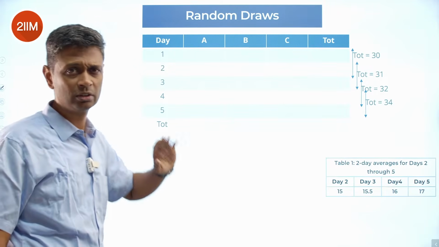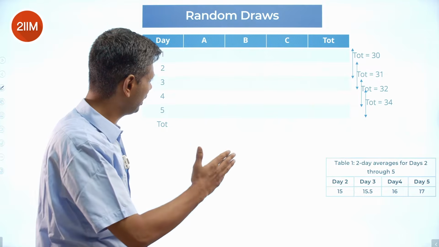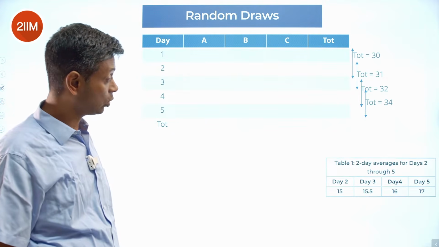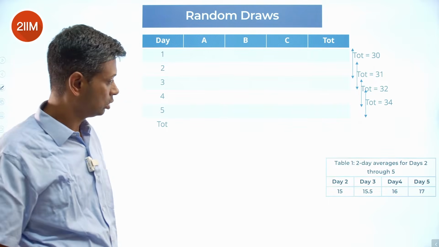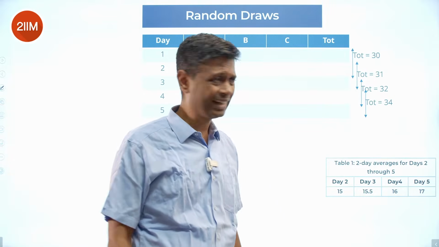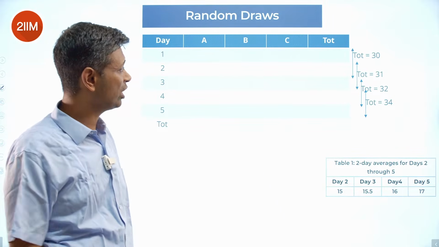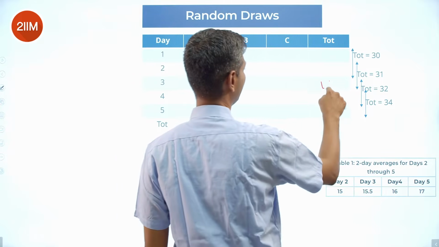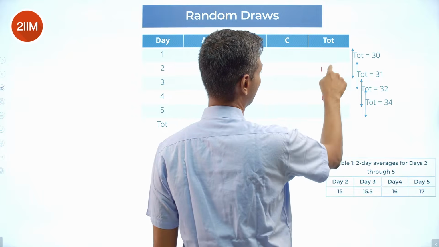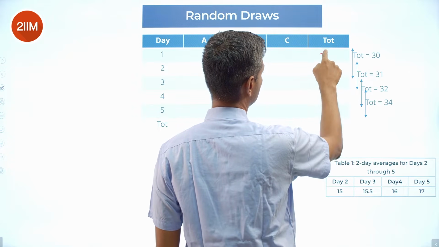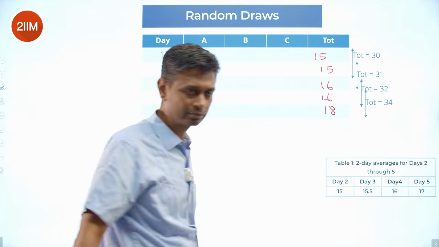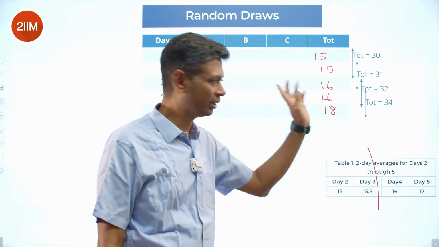A, B, C, Chatur, Bimal, and I don't know what A is, Anmol, I think. And so the totals are 30, 31, 32, 34. I know 15 into 2, 15 and a half into 2, 16 into 2, 17 into 2. Day 3 and day 4 are the same, and day 3 plus day 4 is 32. This is 16, this is 16. These two add up to 31, this is 16, this is 15. These two add up to 30, this is also 15. 34, this is 18. We've taken all of this information, put that there, done, through.